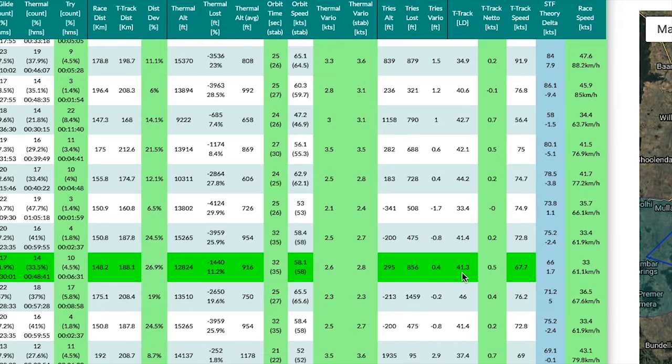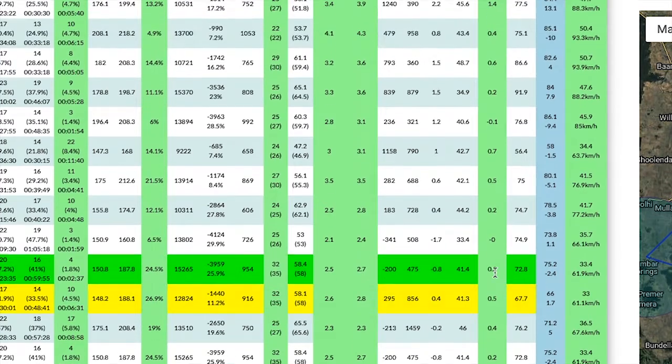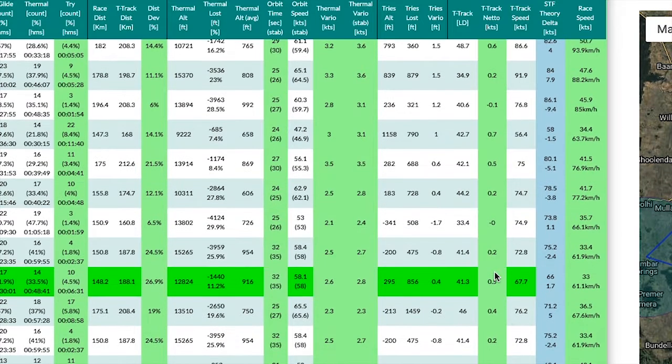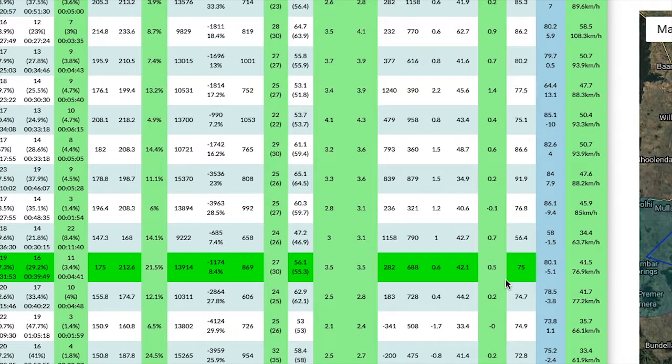LD on track 41.3. That's pretty damn good for a Pegasus. So I suspect my netto, my ability to fly in the energy, is pretty decent. Half a knot. I think that's deviation from... What is that? Let's have a look at what that is.